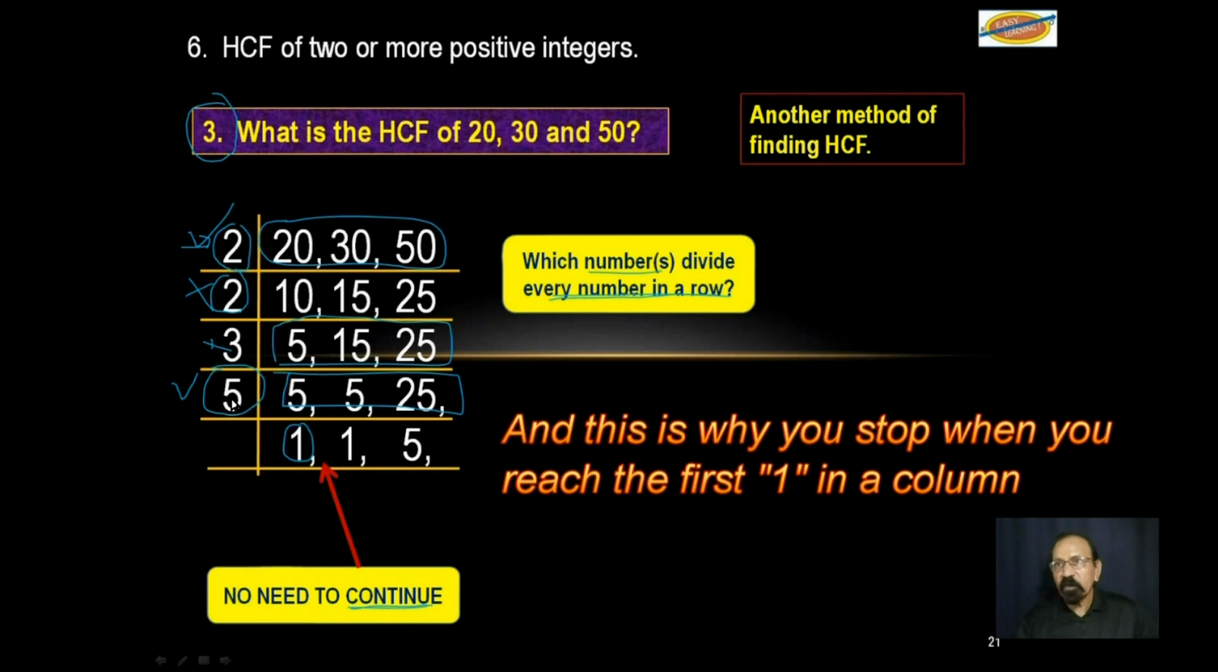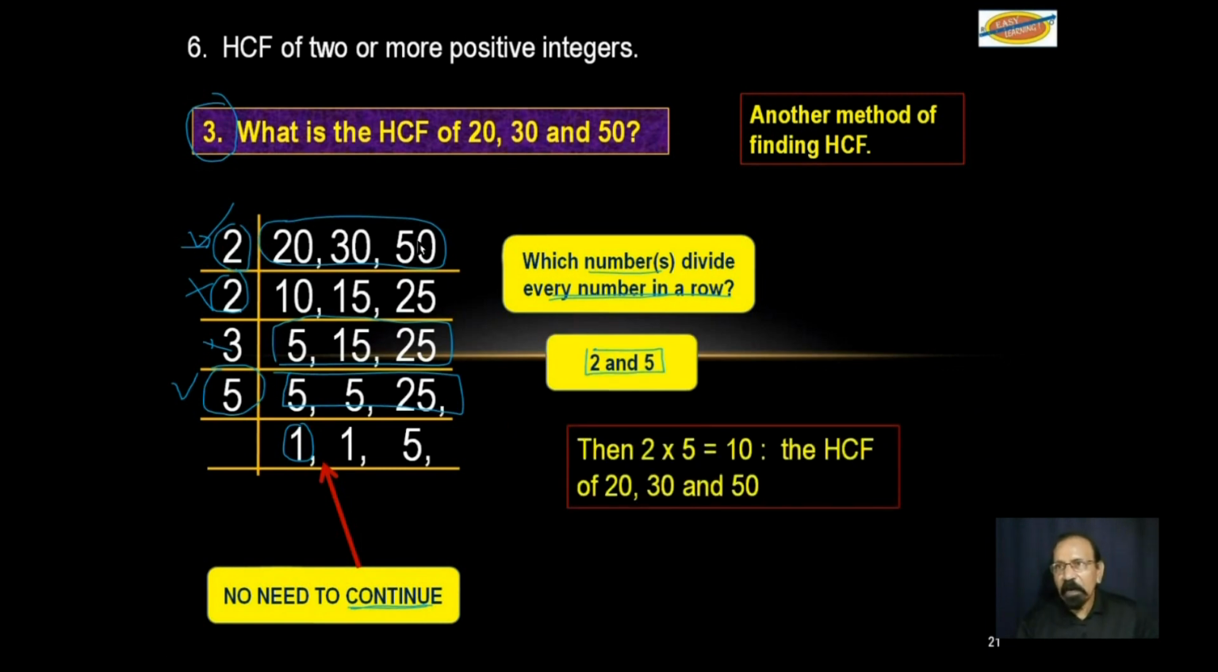So which number or numbers divide every number in a row? And the answer to that is 2 and 5. So you multiply those two. You multiply 2 and 5 and you get 10. So the HCF of 20, 30, and 50 is 10. Now, this is another method. Be careful with it because you may confuse it with LCM.